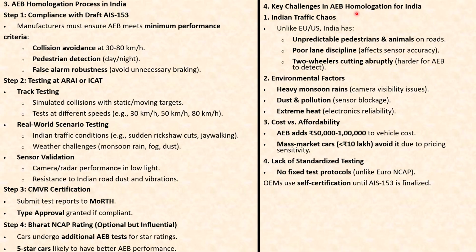Now coming to the key challenges in AEB homologation for India. Unlike Europe and US, India has unpredictable pedestrians and animals. Road crossing is not as organized as in Europe or US. So this is a challenge that must be met head on. And next is poor lane discipline. It affects sensor accuracy, and two-wheelers cutting in abruptly are harder for AEB to detect. So these are the key challenges. And this AEB must work in various environmental conditions, which include heavy monsoon rains, dust and pollution, and extreme heat.